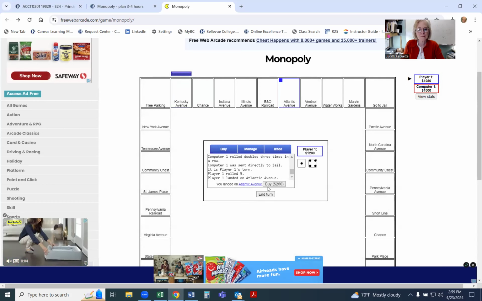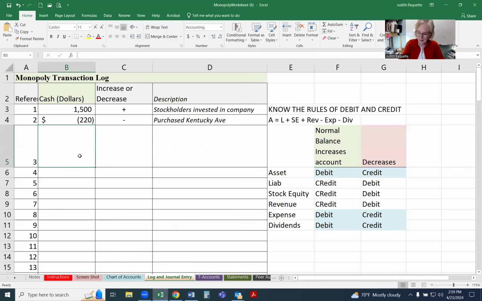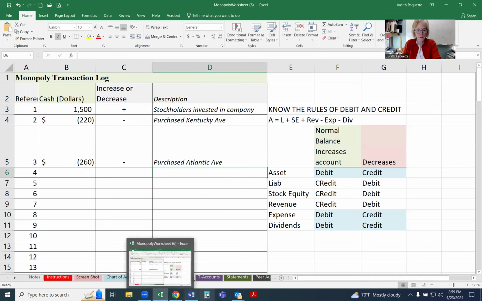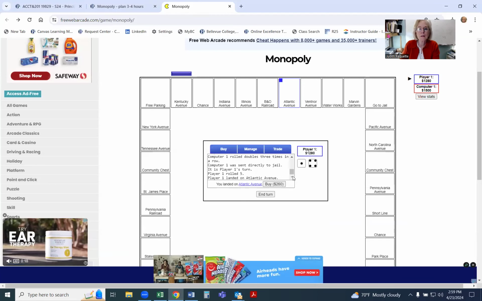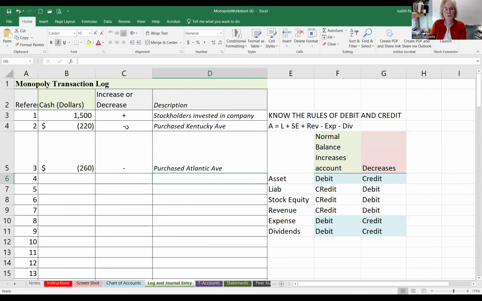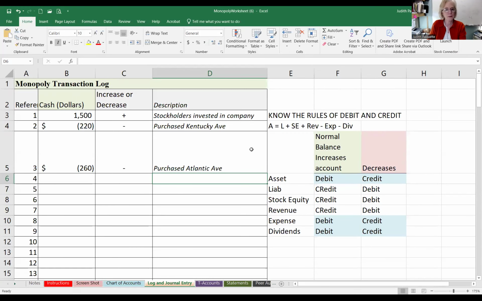Roll the dice. I landed on Atlantic Avenue. I'm going to buy it for 260. So I come back over here, and again, negative 260, and it's purchased Atlantic Avenue. Now you can see I'm going through my 1,500, so I'm hoping I'm going to make some money soon. Wait a minute, let me reshare that. Here's where I've logged purchased Kentucky Avenue, and here's where I've logged purchased Atlantic Avenue. I will have to add up my total here. It's not automatically updating.